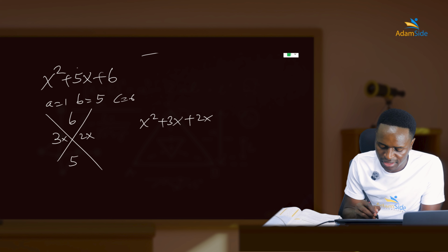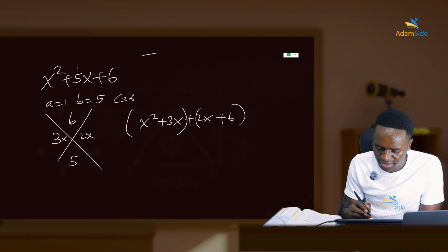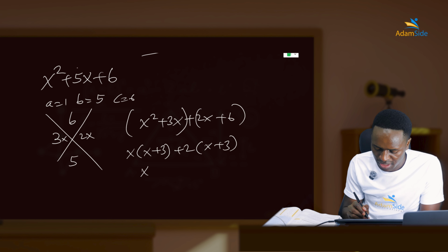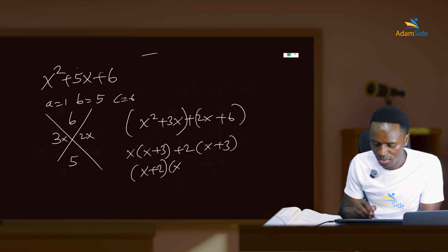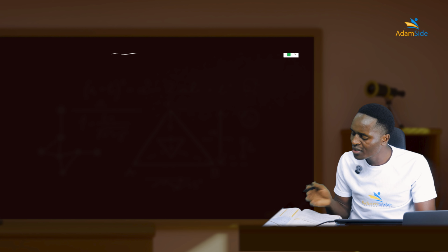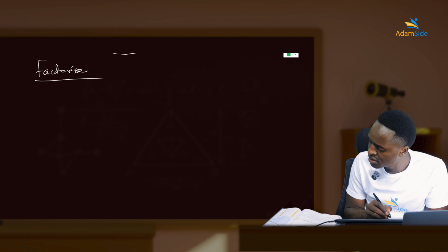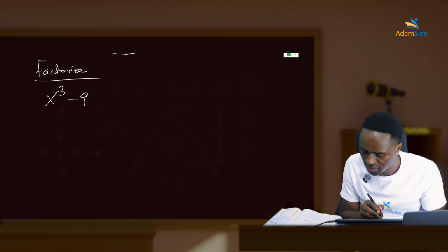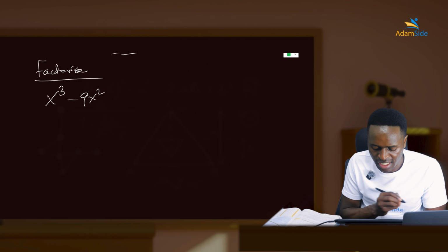Then introduce bracket. So you say x into x plus 3 plus 2 into x plus 3. They say x plus 2, then x plus 3. Wow, that's nice. What happens when you're told now x cubed minus 9x squared plus 20x?